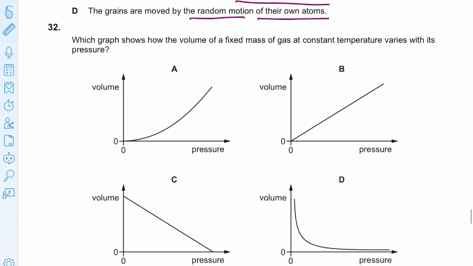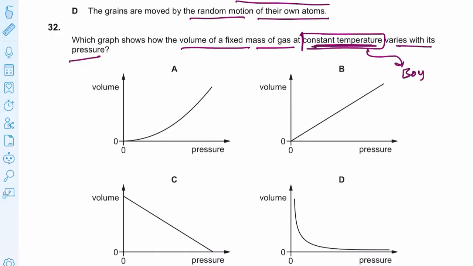Okay, so question number 32. Which graph shows how the volume of a fixed mass of a gas at constant temperature varies with pressure? Constant temperature means I hope you remember the law known as Boyle's law, right? So Boyle's law means PV is a constant. So PV constant means P is inversely proportional to V, the volume, correct? That means if volume increases, pressure decreases, or volume decreases, pressure increases.